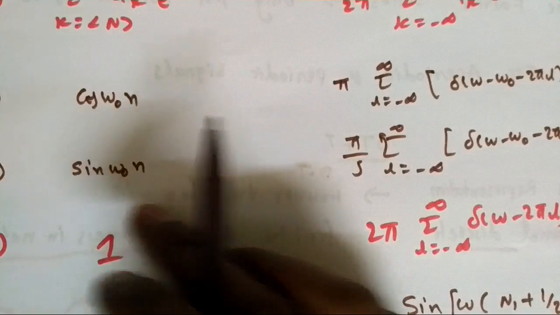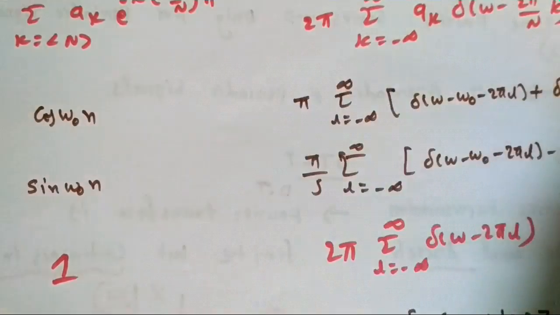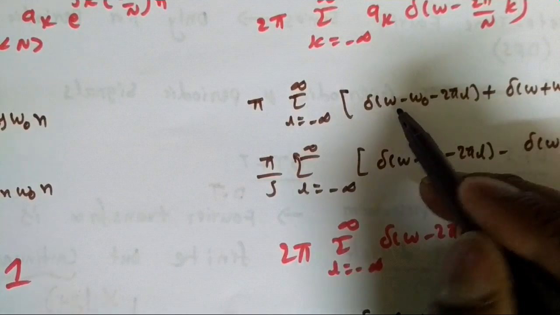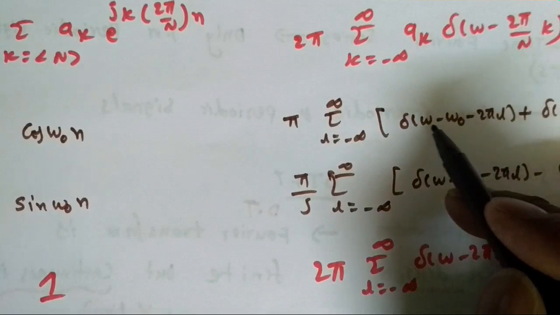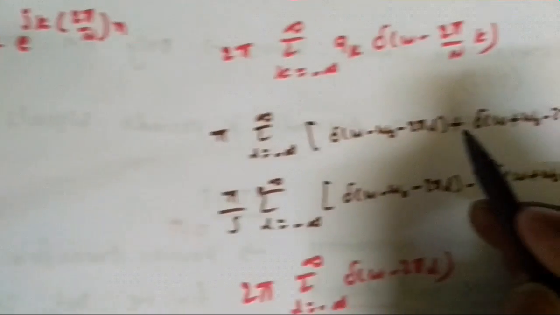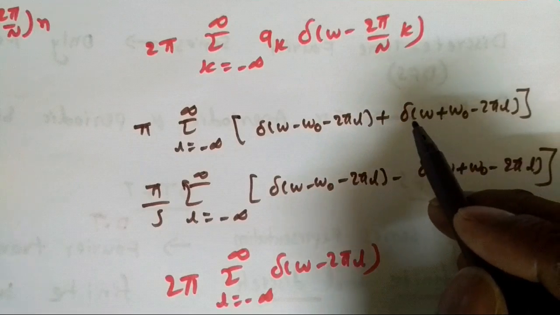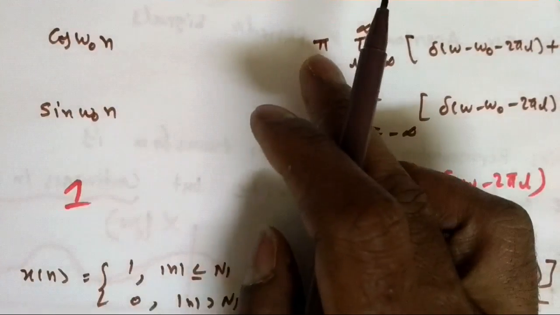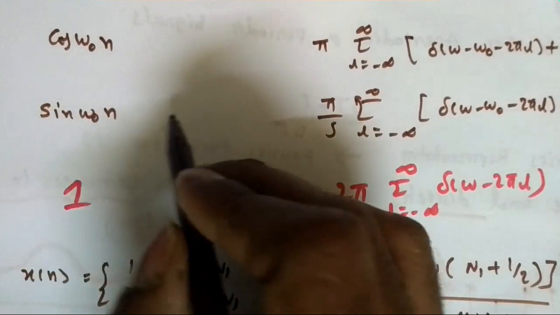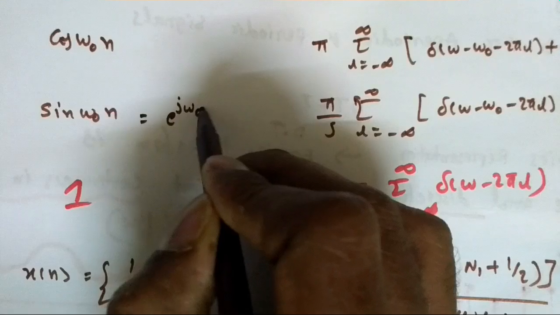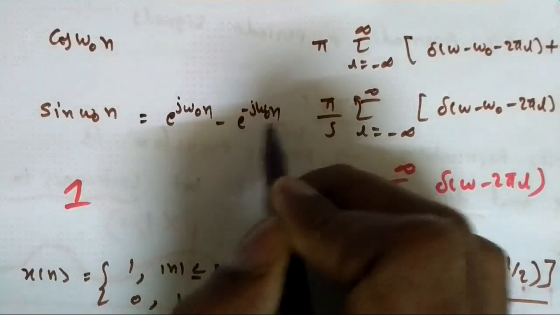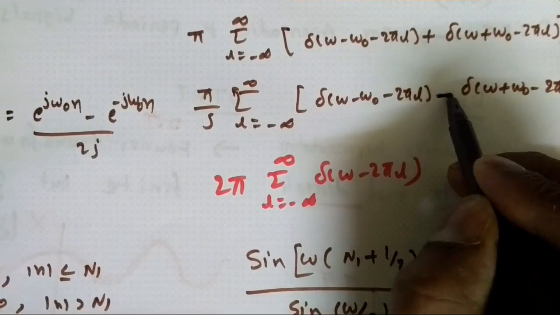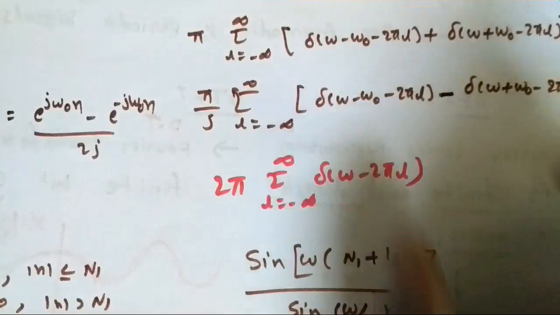Similarly, cos ω0 n and sin ω0 n. For cos ω0 n, we get π times the sum over l from minus infinity to infinity of δ(ω minus ω0 minus 2πl) plus, for the next one with minus jω0, δ(ω plus ω0 minus 2πl). For sin ω0 n, π will be replaced by π/j, because this is e^(jω0 n) minus e^(-jω0 n) by 2j. So j will come here, and inside we get a minus, but both are the same.